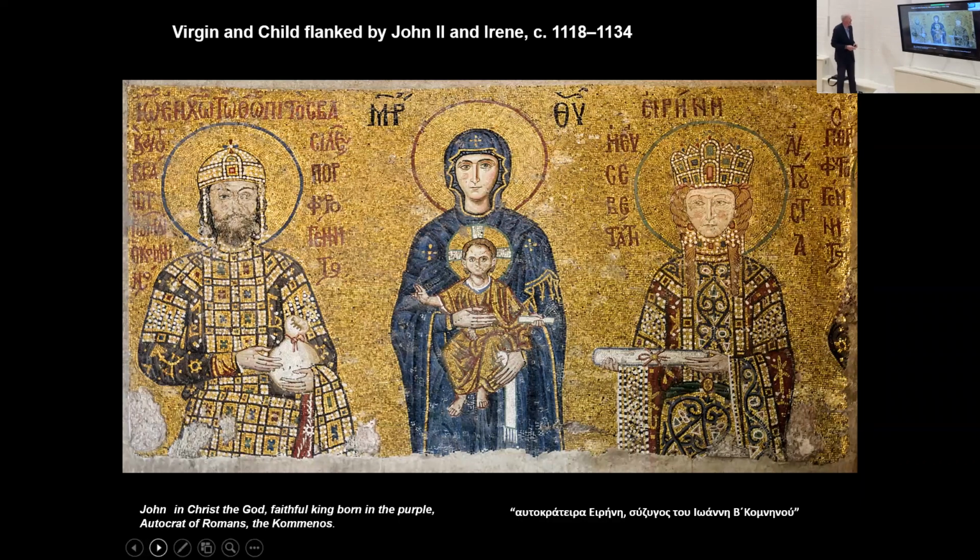very glamorous lady. Here's John, and you can see from the inscription what it is saying: John in Christ the God, faithful king, born in the purple. So he was born in the purple. Now, what does that mean? Literally, it meant that he was born in a purple room in the palace. This was a way of trying to pass on legitimacy to your son, to make sure there was some inheritance. So his father was an emperor, and he was born in the purple room.